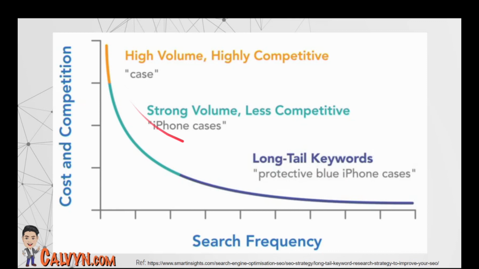From here, the volume, we can also see that when people search for case, the volume is very high and also very competitive. If you want to rank number 1 just for case, it's very difficult. All the big brands outside might compete with each other to rank for this keyword. But if you go for a long tail keyword, the search volume is low, but you have less competition, so it is easier to rank based on the long tail keyword.